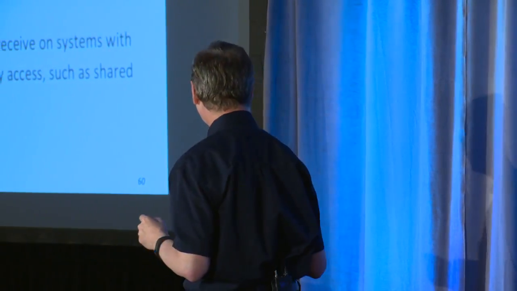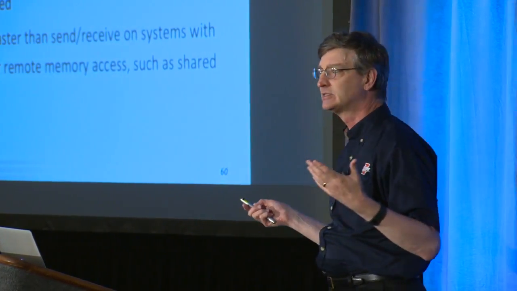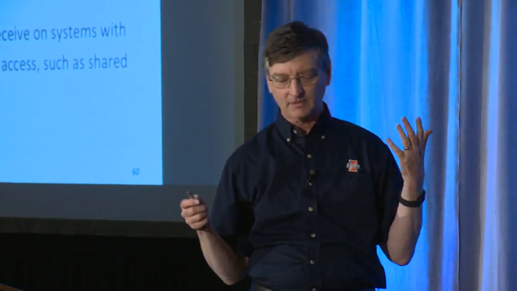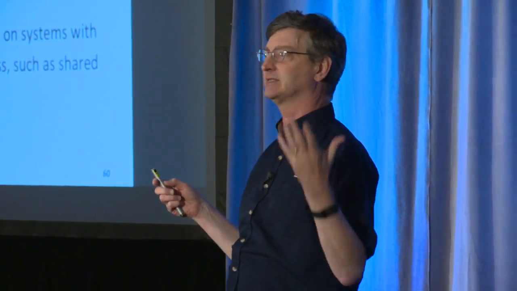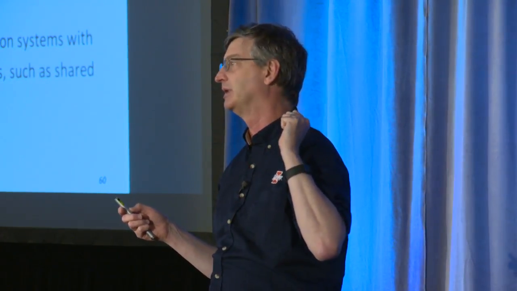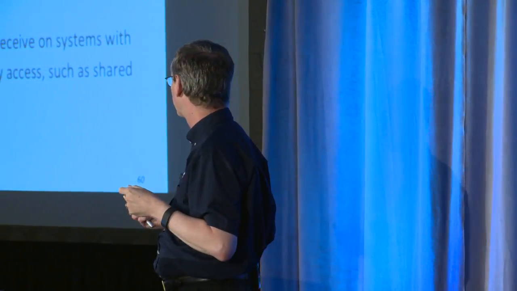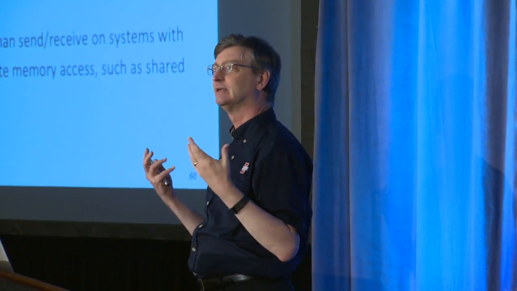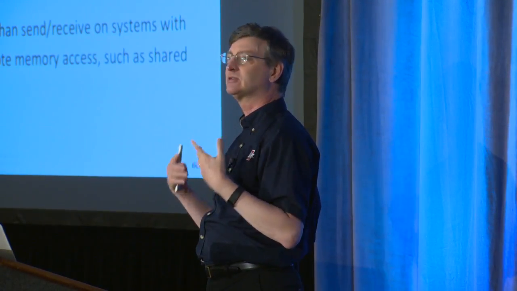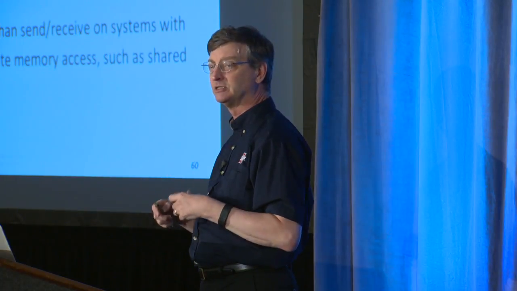There are some things that are easier to express in one-sided. It's sometimes the case that the process that has the data to send knows where the data needs to go, but the process that's receiving it might not know where the data is coming from. And so in this case, a one-sided model can work better. And again, advanced hardware for networks that supports some of the one-sided operations can be much faster.